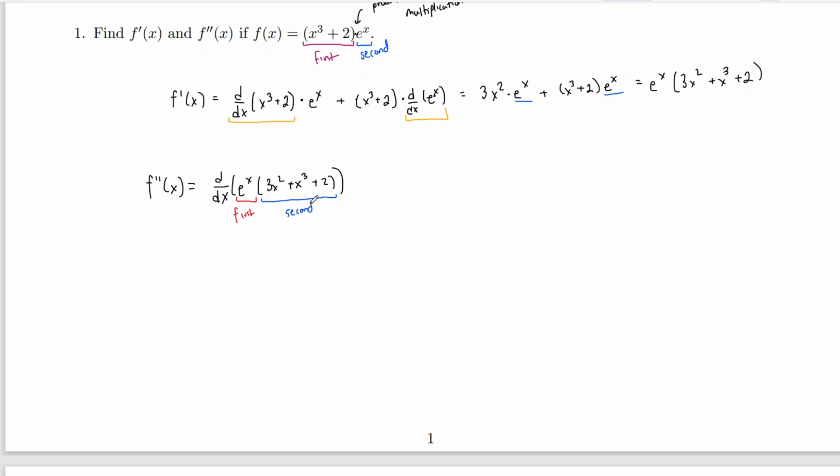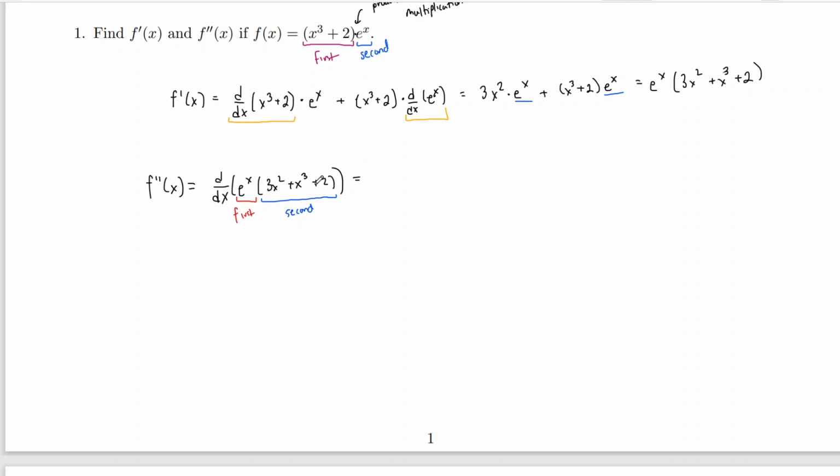Now, if you wanted to change the order of multiplication because you like having the e to the x second, it is just multiplication, so you could throw it in the back and then do the derivative that way. Right, but what does the product rule say? Because we are multiplying here, we're going to have to use the product rule again.